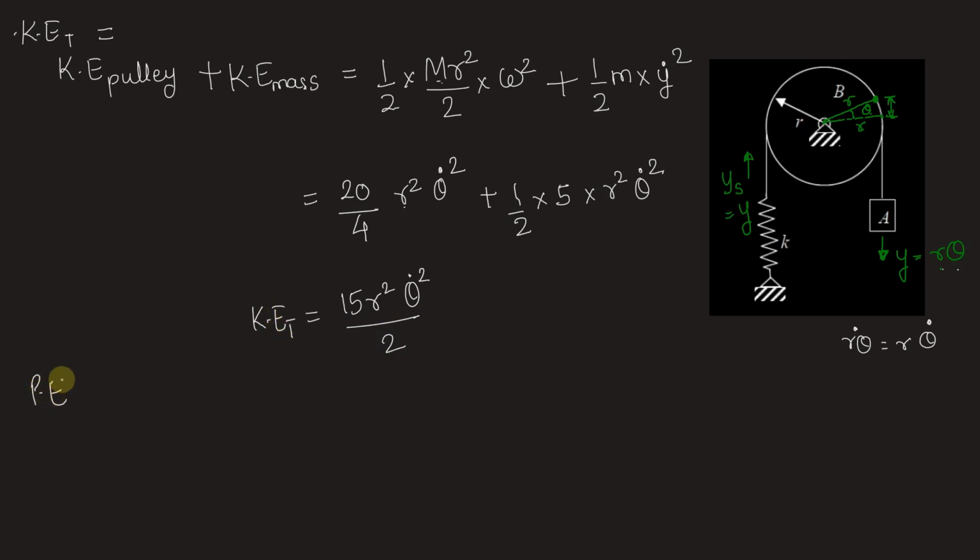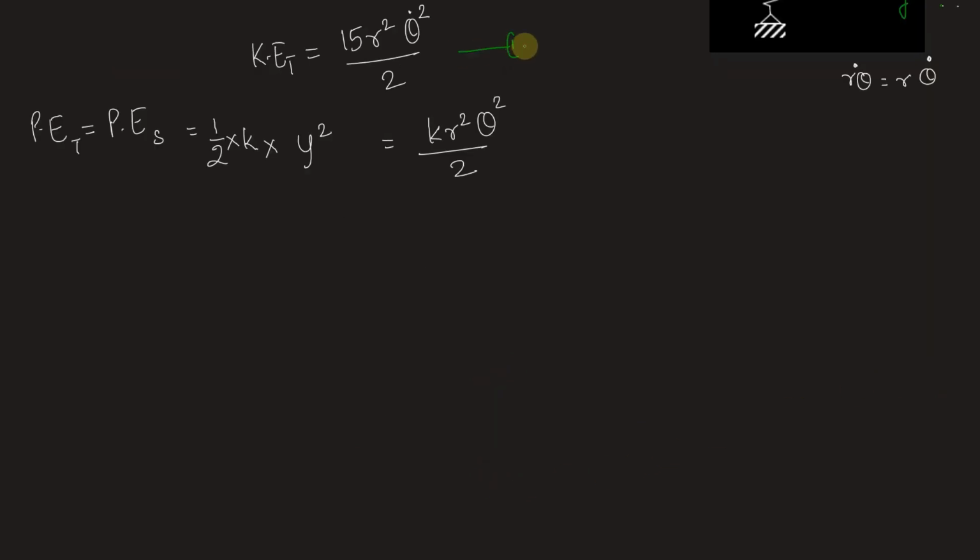Now total potential energy will be equal to potential energy of the spring, which is equal to half into its stiffness small k into its displacement y whole square. Substituting y as r theta, we get k r square theta square by 2. Now let's find out the Lagrangian and then formulate the equation of motion. Let this be 1 and this be 2. We have Lagrangian is equal to total kinetic energy minus total potential energy, which gives 15 r square theta dot square by 2 minus k r square theta square by 2.